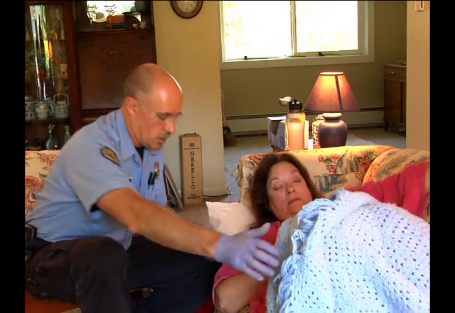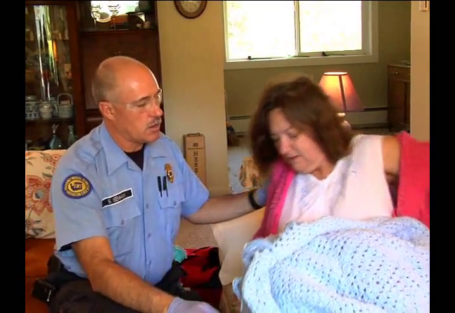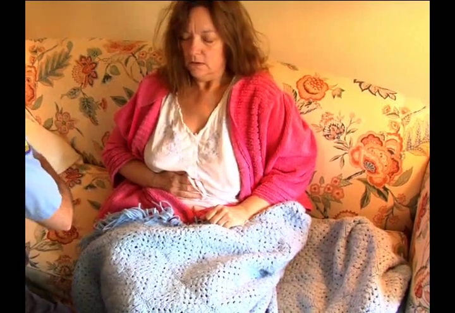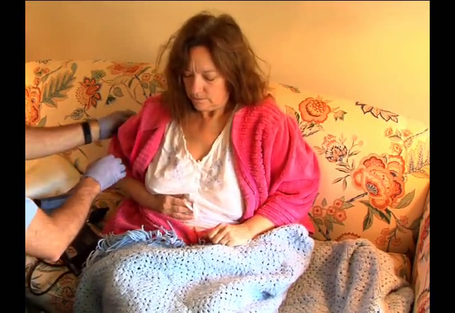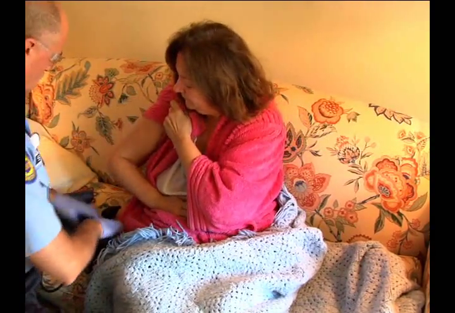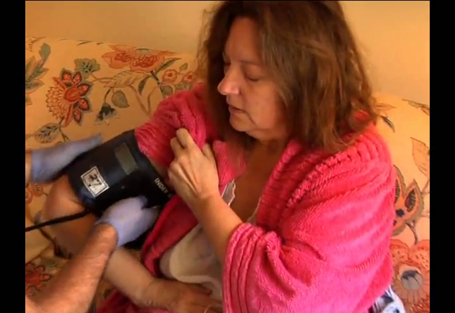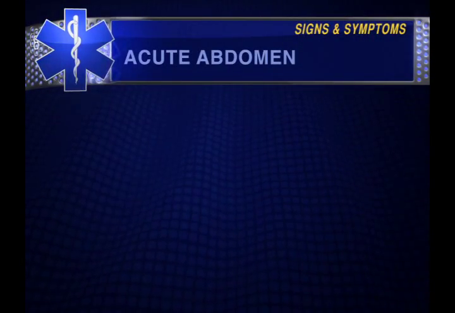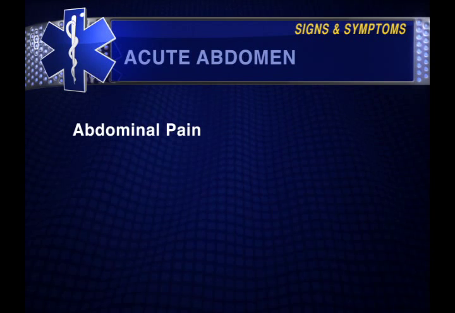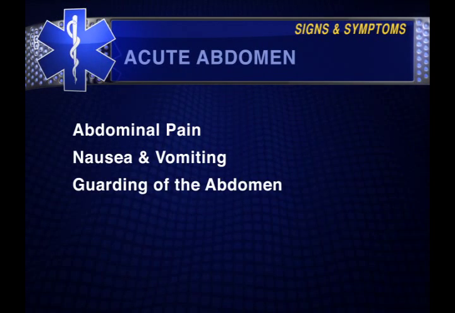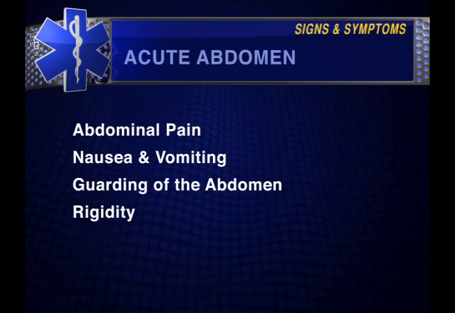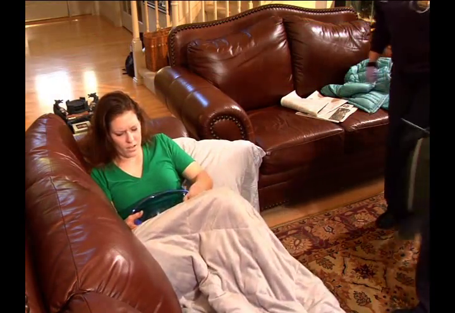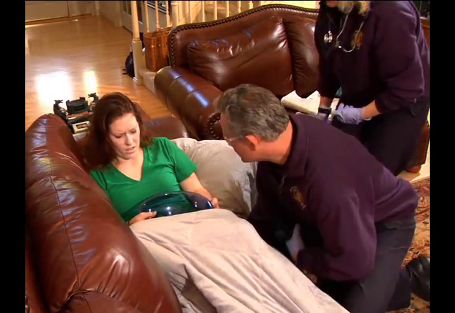For example, if your patient is also complaining of pain in their back or shoulders, this may be related to a problem with the liver. Referred pain results because nerve pathways leading back to the spinal cord share pathways with nerves that signal pain in other areas of the body. The signs and symptoms of acute abdomen commonly include abdominal pain, nausea and vomiting, guarding of the abdomen, rigidity, and distension of the abdomen.